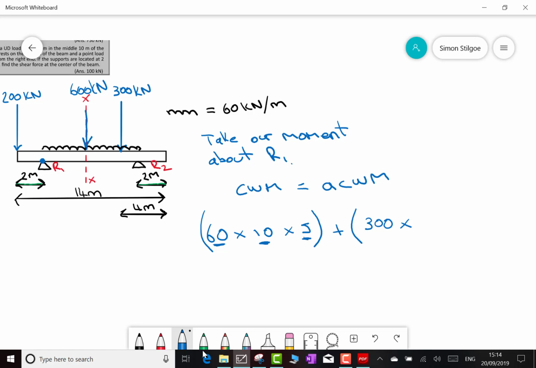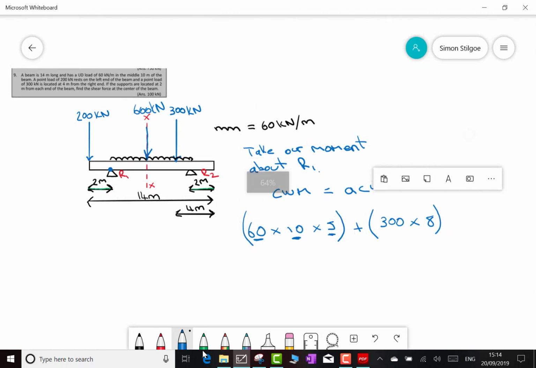Well, I took my total distance of 14, I subtracted 2 off of it to get to R1, then subtracted another 4 off of it to get my 300. That gets me 8 metres. Those are all my clockwise moments complete. Let's now take a look at the anti-clockwise moments.